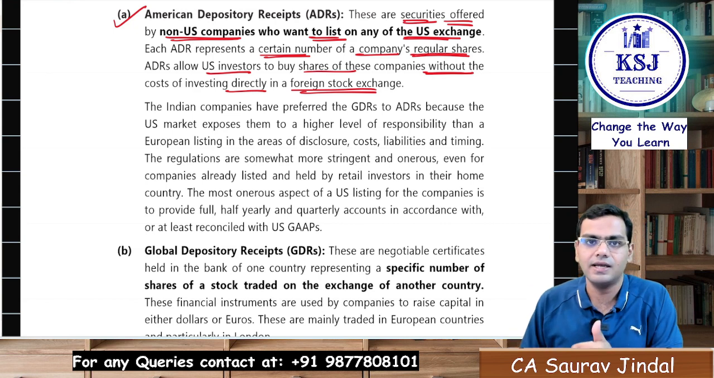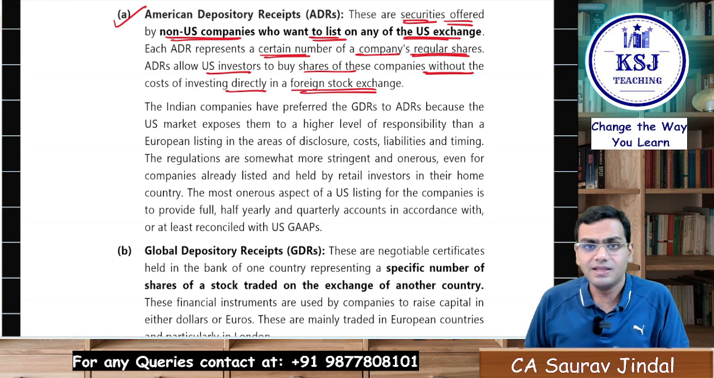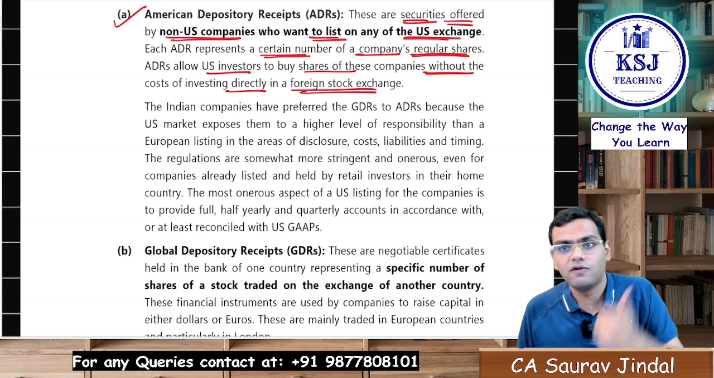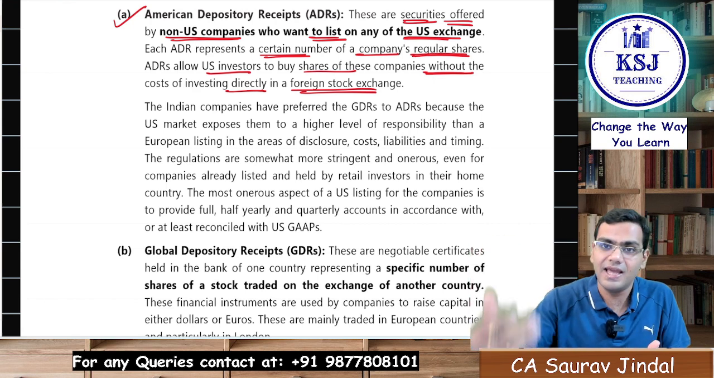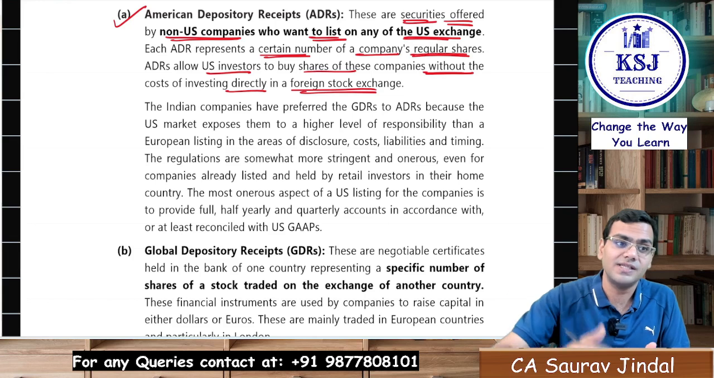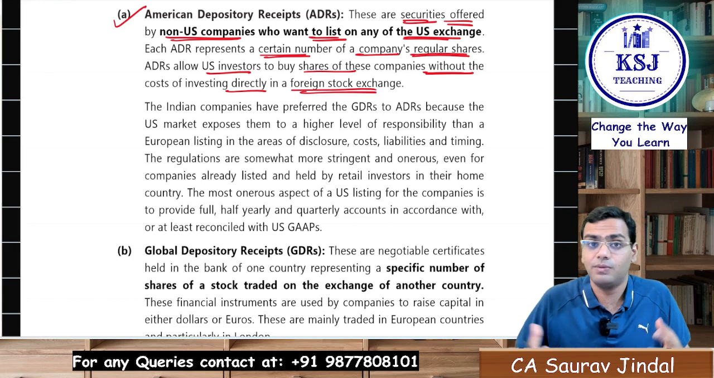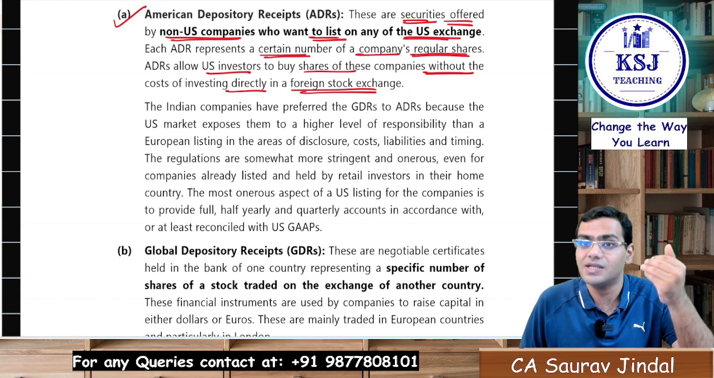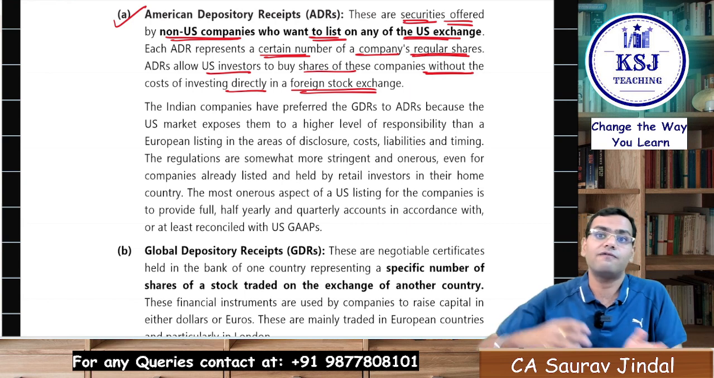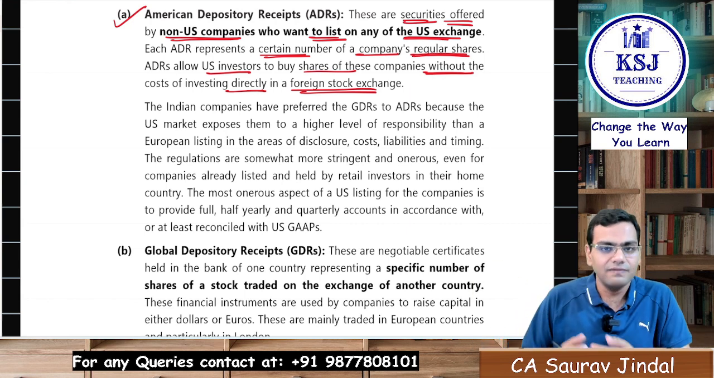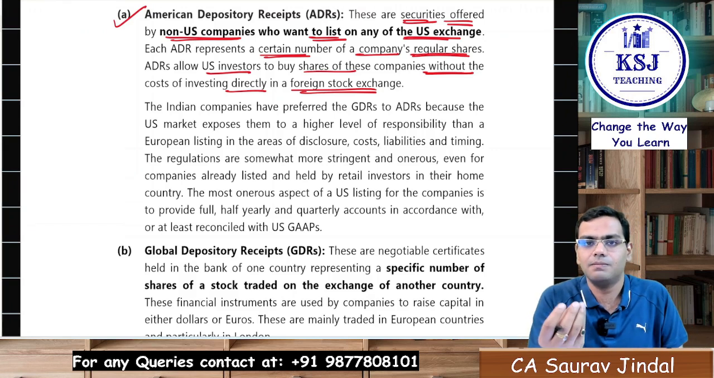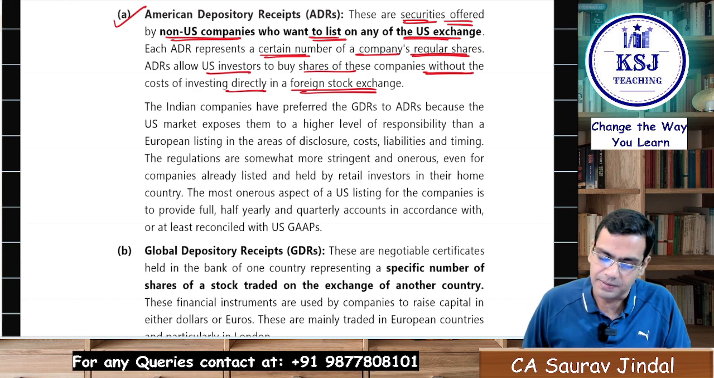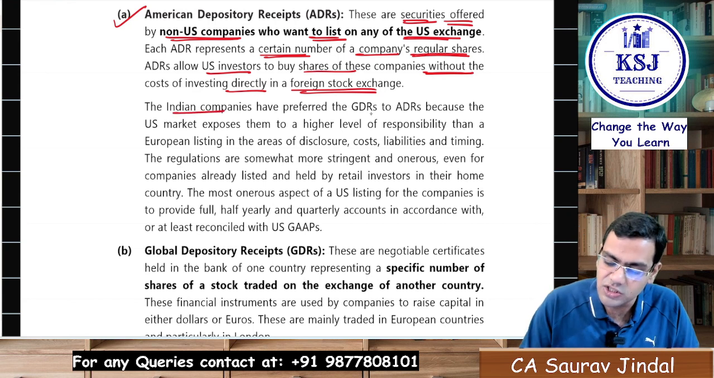Double benefit is there for the company. Let's say it is an Indian company. The Indian company will be able to raise money, right? They will be able to raise foreign currency. Secondly, the US people will be able to invest in the Indian company. If they are seeing the potential and the growth, they can invest easily without going to the foreign exchange market. They can invest in their regular stock market, right? They will buy the shares, and they will get a certain part of the shares of the Indian company, right? The Indian companies have preferred GDRs to ADRs.